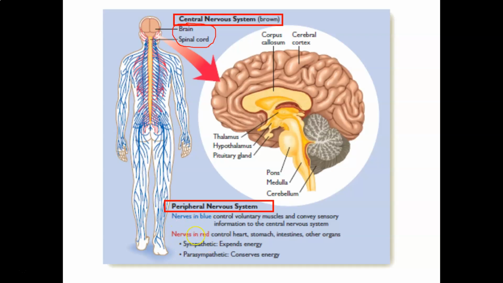You don't need to worry about the nerves in blue and red. We'll talk about the different divisions of the peripheral nervous system later, but we're going to be diving a lot into the brain specifically, spending very little time in the spinal cord, and we'll talk about what these brain areas do.